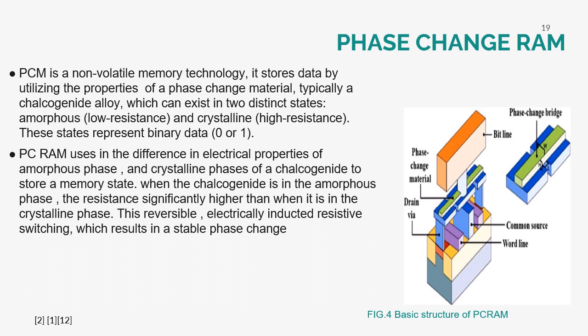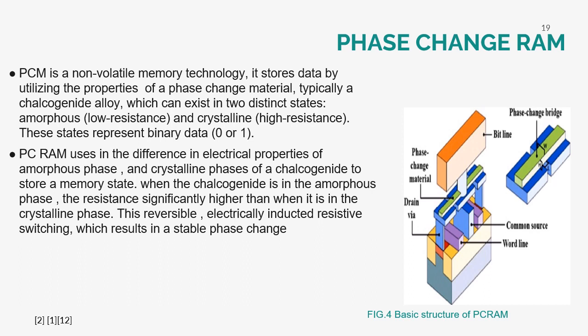Moving to the next non-volatile memory, phase-change RAM. PCM, phase-change memory, is a non-volatile memory technology that stores data by using the properties of phase-change materials, typically a chalcogenide alloy, which can exist in two distinct states, amorphous and crystalline. The amorphous state is also known as the high resistance state and the crystalline state as the low resistance state. These two states represent binary data, zeros or ones.